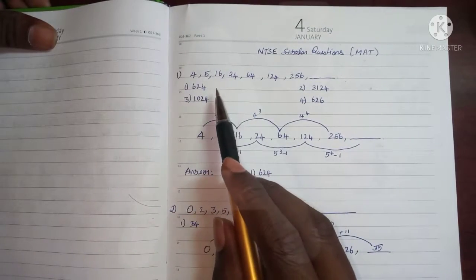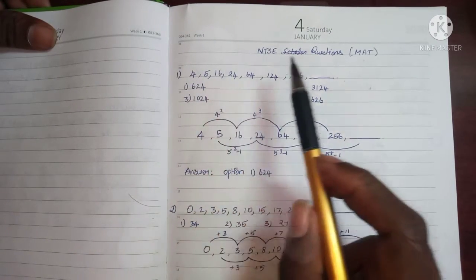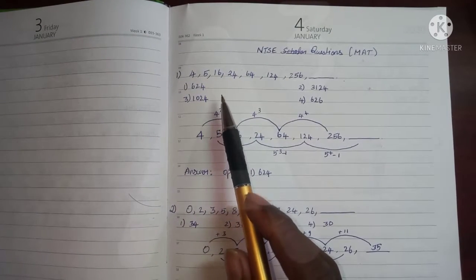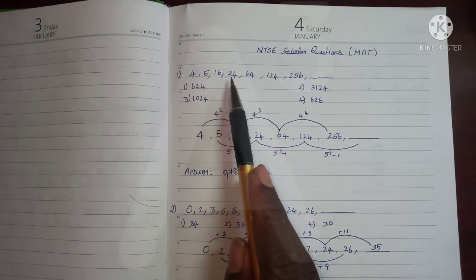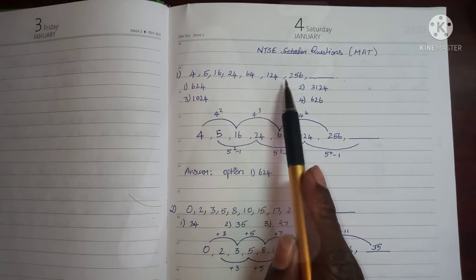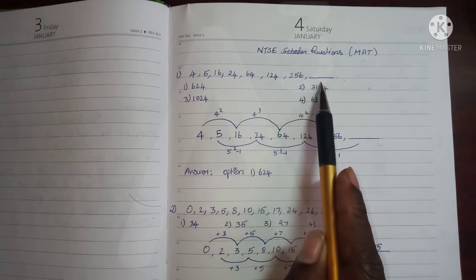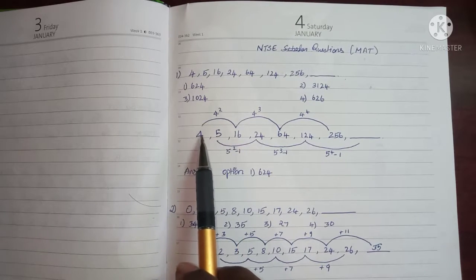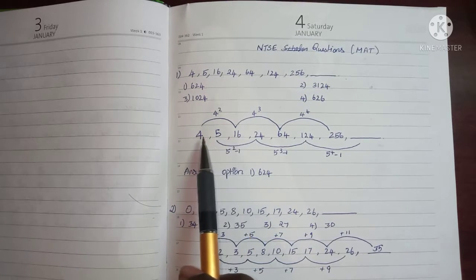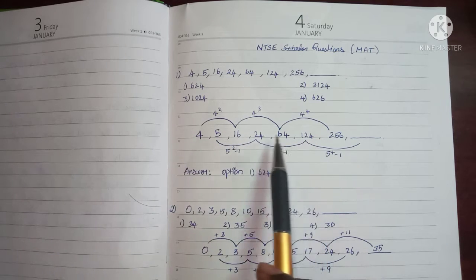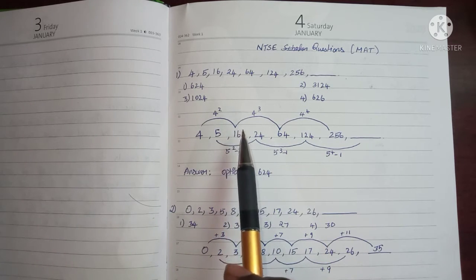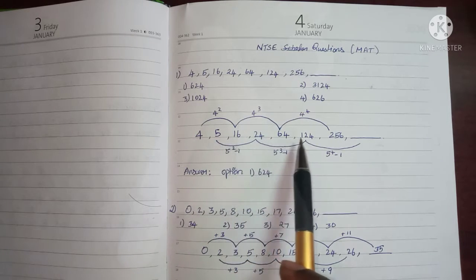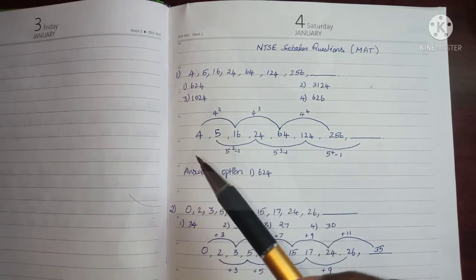So first question, it's given a sequence, we have to find the next term of the sequence. The sequence has 4, 5, 16, 24, 64, 124, 256, and they are asking for the next term. When you see the sequence, the numbers in odd places follow a certain relation, and the even places in this sequence follow a different relation.